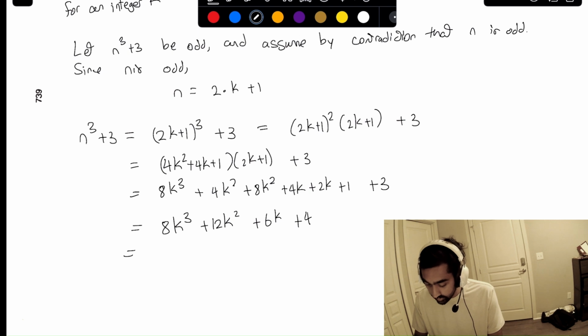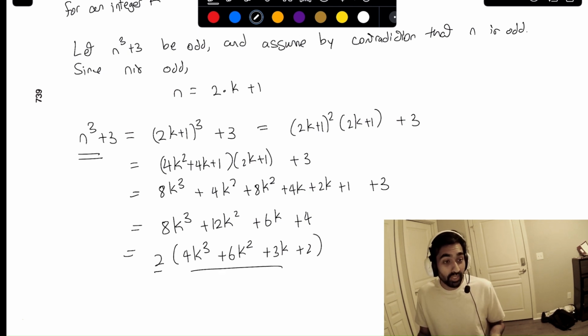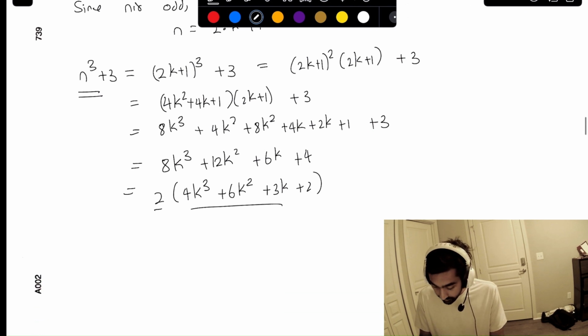All we need to notice is that I can factor a 2 from this: 2 times (4k cubed plus 6k squared plus 3k plus 2). So what I've just shown is that n cubed plus 3, I can write it as 2 times another integer. But from what we know about even and odd integers, this means that n cubed plus 3 is even.